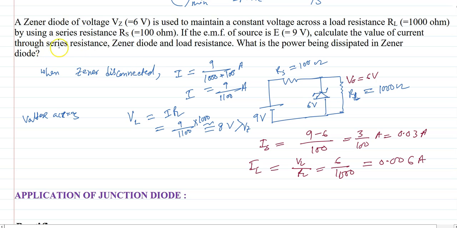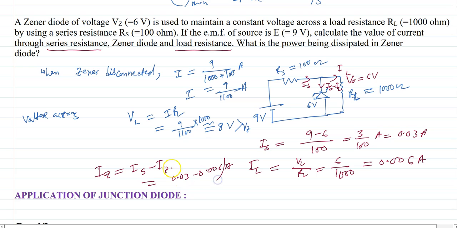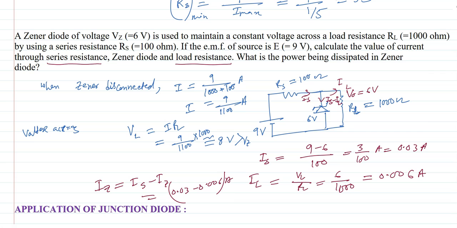So the current through the series resistance we have calculated, the current through the load resistance we have calculated, and we have to calculate the current through the Zener. So IZ must be IS minus IL. Total current is IS, and the current through RL is IL, so this will be IS minus IL, which is 0.03 minus 0.006 ampere. You can calculate this. So that's all for today's class.